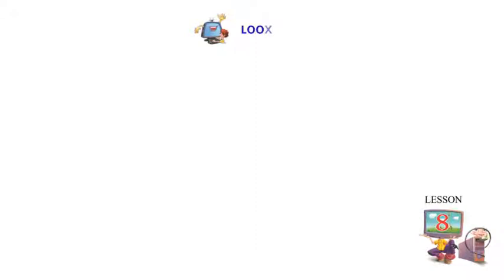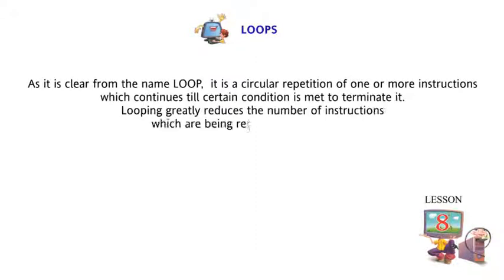Loops. As is clear from the name, a loop is a circular repetition of one or more instructions which continues till a certain condition is met to terminate it. Looping greatly reduces the number of instructions which are being repeated in a program.